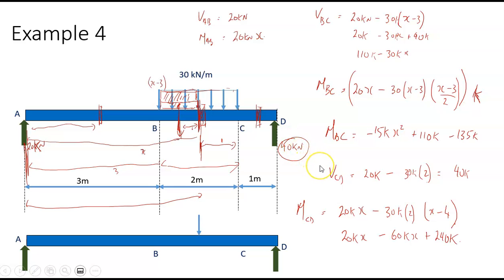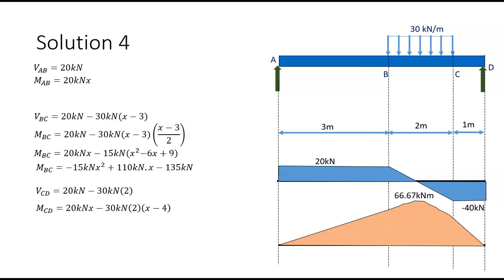And if I was to put that into Excel and plot it, that would be my shear force, and that would be my bending moment between those points. Okay, that's the end of that example.